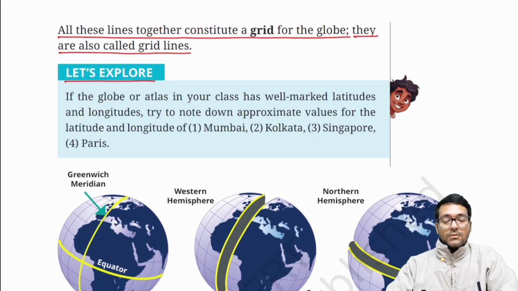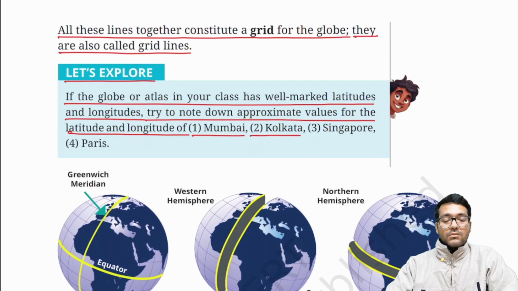Let's explore. If the globe or atlas in your class has well marked latitudes and longitudes, try to note down approximate values for the latitude and longitude of 1. Mumbai, 2. Kolkata, 3. Singapore, 4. Paris.